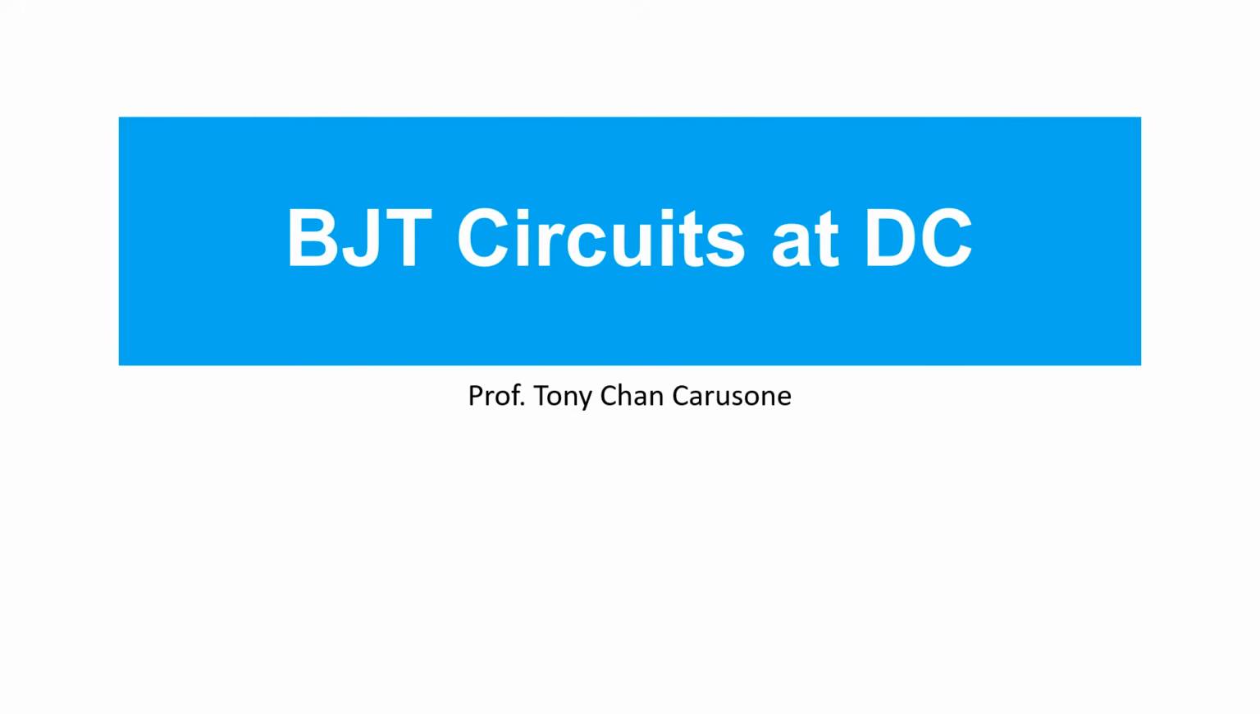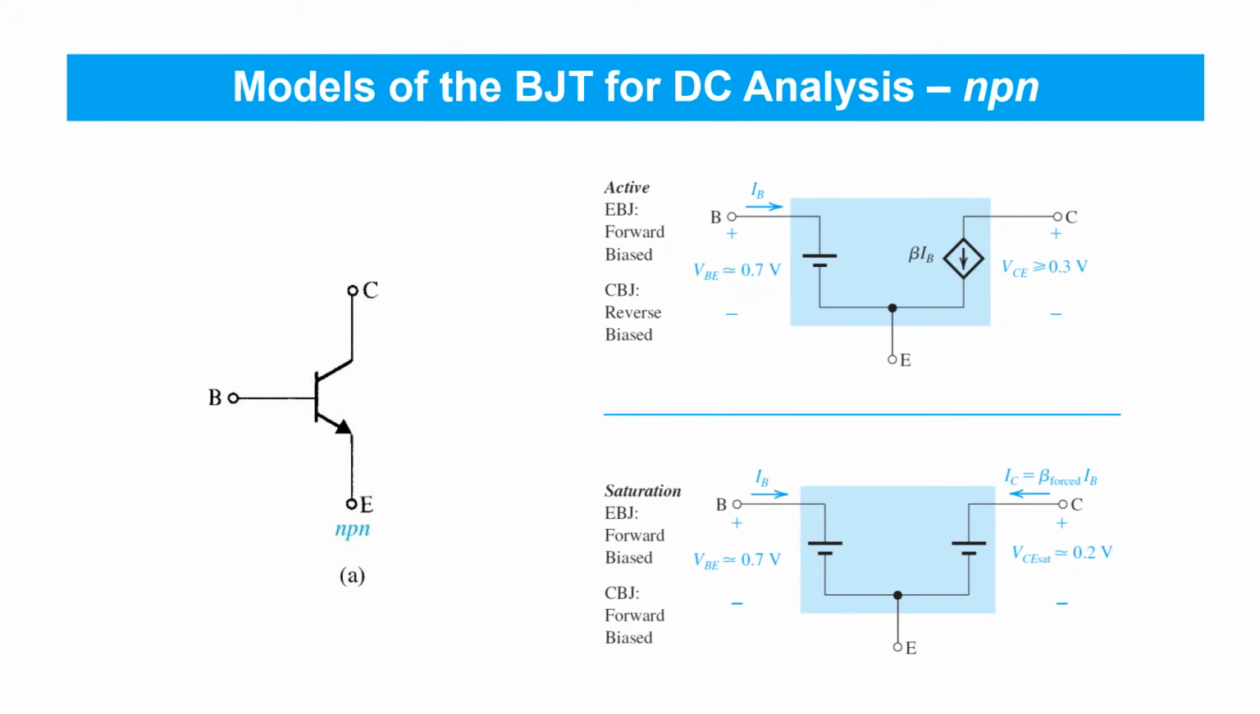In this video, we'll look at practical techniques for the analysis of BJT circuits at DC. We know that the voltage-current relationships of BJTs are governed by the PN junction between base and emitter. However, these exponential voltage-current relationships are difficult to use for DC analysis.